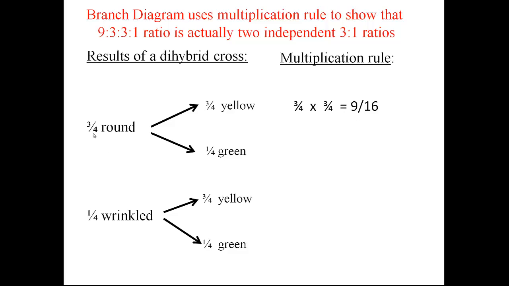If we'd like to know the proportion that are round and green, we're going to multiply through again, 3/4 round times 1/4 green, that's going to give us 3/16. And this can be continued on, and we end up with this 9:3:3:1 ratio that we previously found using the standard Punnett square approach.